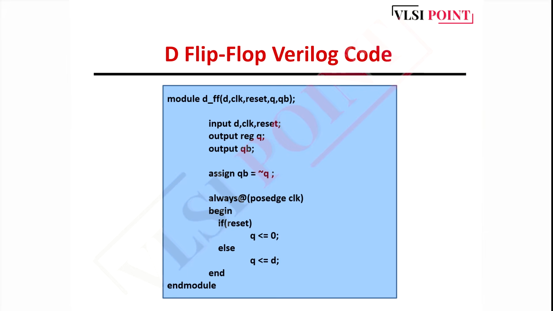Now this is the last example of today's video, which is a D flip-flop Verilog code. This code is very simple. We have taken inputs D, clock, reset, and reg type output Q and another output QB. We are assigning QB the negation of Q. Then in always at posedge clock, if the reset signal is high, we assign 0 to Q, else input D to Q. So this is a very simple code of a D flip-flop.